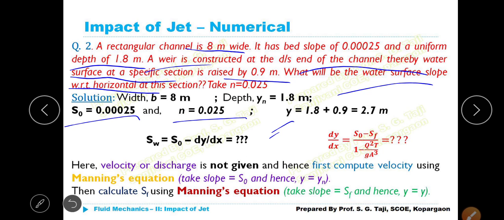Therefore, water surface slope SW is equal to S0 minus dy by dx. So first of all you shall find out dy by dx as in the previous case. Then substitute here, S0 is given. So S0 minus dy by dx will give you actual slope of water surface. Here velocity or discharge is not given, and hence first compute velocity using Manning's equation, take slope S0 and hence y is equal to yn. Then calculate SF using Manning's equation, take slope SF and hence y becomes y.